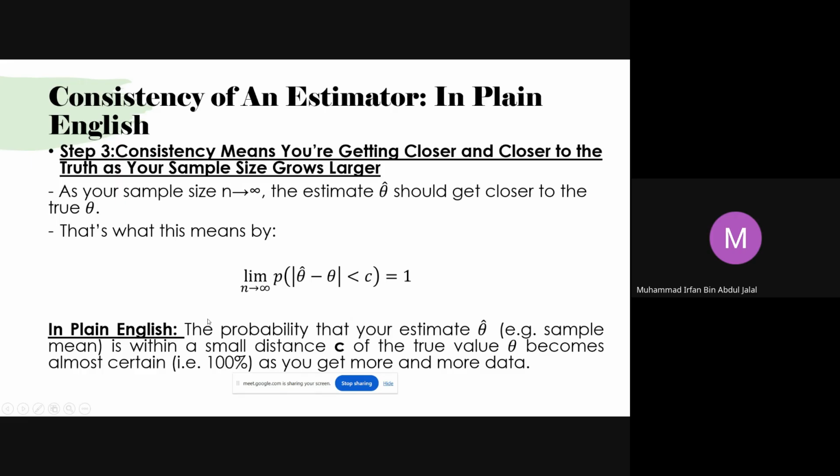Because as we get more data, if the estimator is consistent, then it means that more data will give us more accurate results, and the results will be very much close to the true values of the parameter of interest compared to if you use a small sample size. The more the better, because the more observations or the more data you have, the more information.